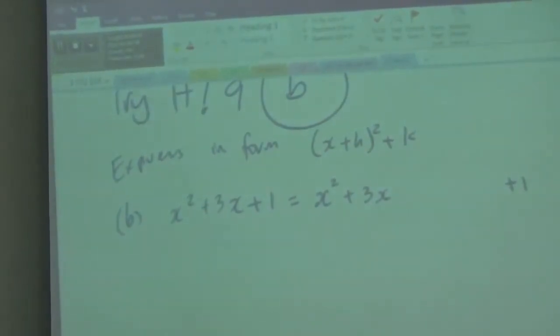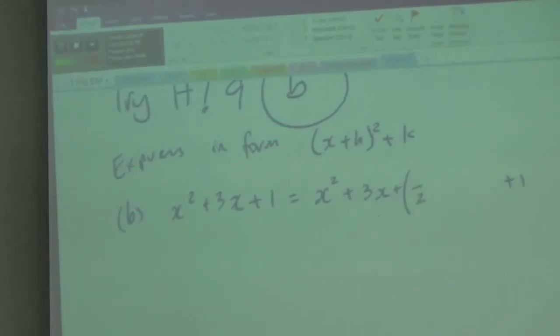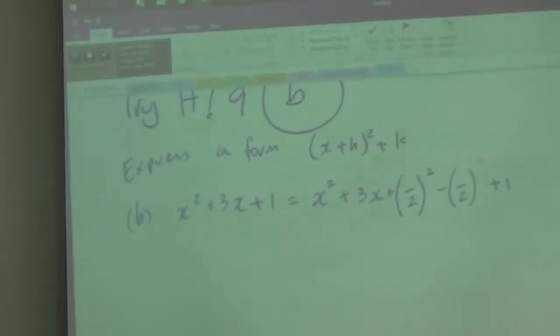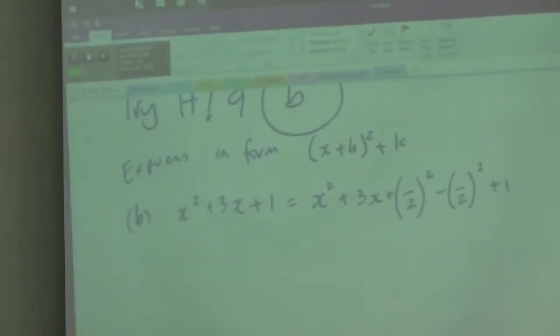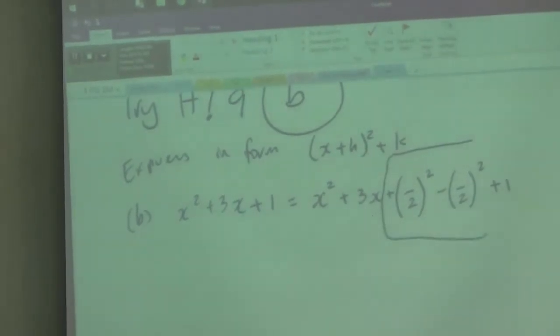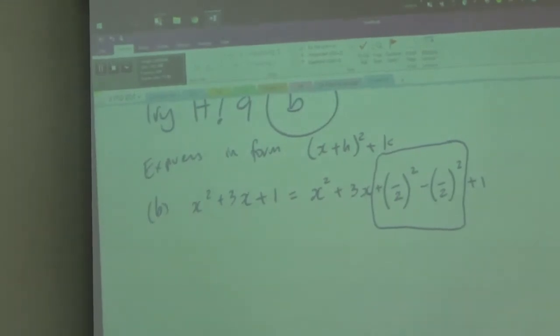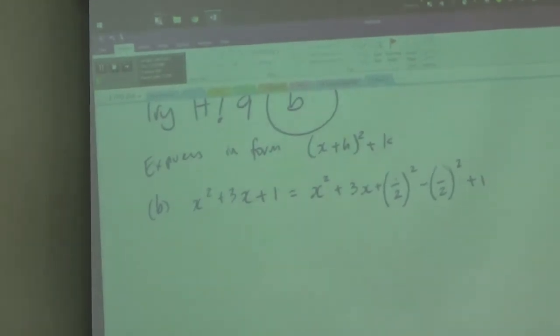So x squared plus 3x, I need to add a certain number that is divided by 2 and I have to square it. And I need to subtract it away again in order for the left hand side to be equal to the right hand side. So this over here is known as a zero pair. You add it, you subtract it, they come in a pair and their value is zero. They cancel each other out. Okay, so what is in this numerator over here? What should it be? Can I have a convincing answer from everybody? 3. Where do we get 3 from? Exactly, the coefficient of x. In this case, it is positive 3.